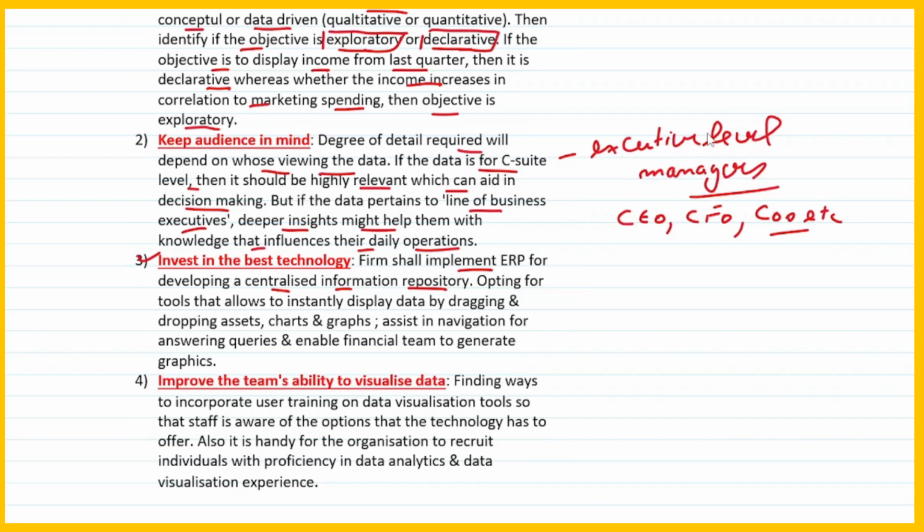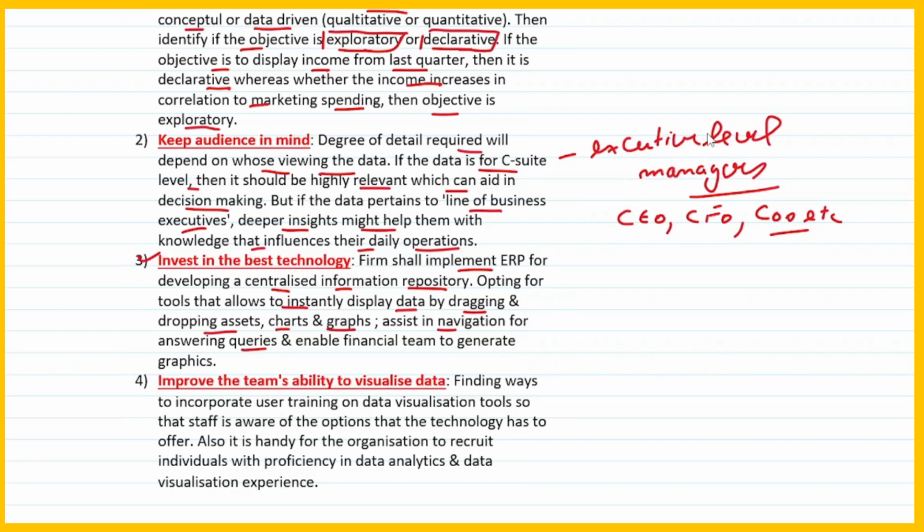Fine. Now, opt for tools that allow you to instantly display data by dragging and dropping assets, right? Simply, in a system, if you need to pick up something from one place and put it in another place. For example, there is data that you have downloaded from the system or collected and you just need to paste it into Excel. It's as simple as that. So this can be done through charts and graphs, and it can also help in assisting navigation for answering queries.